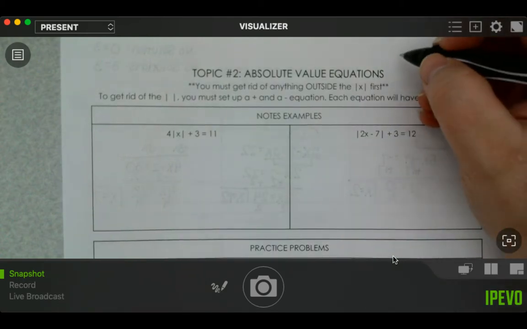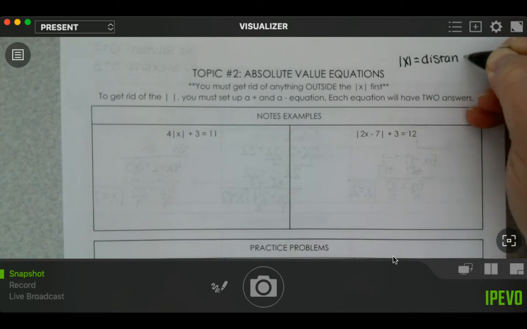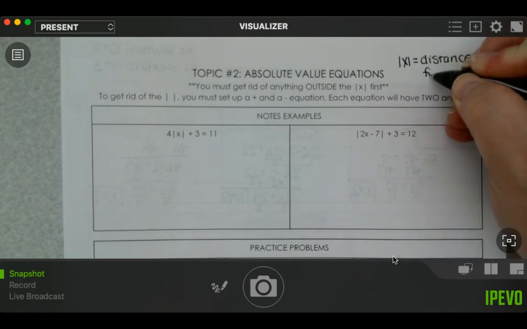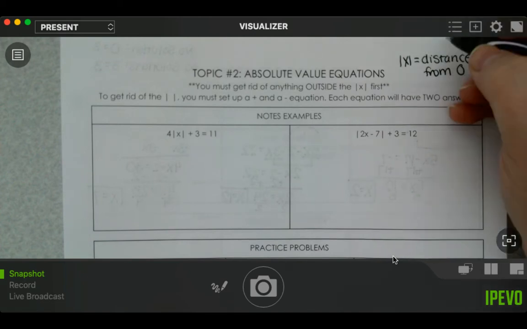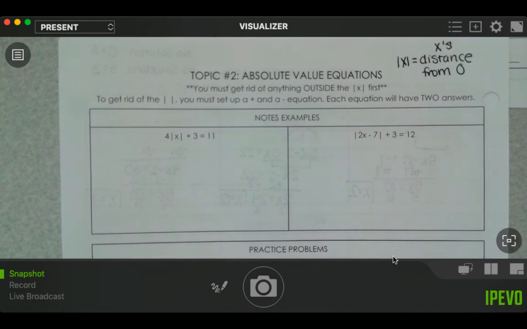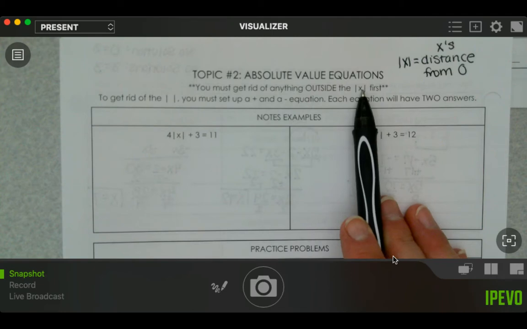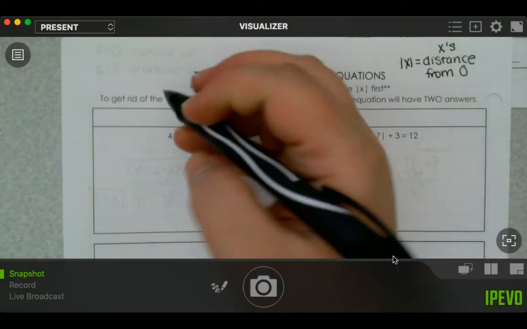So remember that the absolute value of x means x's distance from 0. If you have an absolute value of 3, you are 3 units away from 0. Now, distance doesn't have a negative, it's just a number, so you technically could be going to the left or to the right, which is why what we're going to do is get rid of anything outside the absolute value first. So, for example, on this one, here's my absolute value.